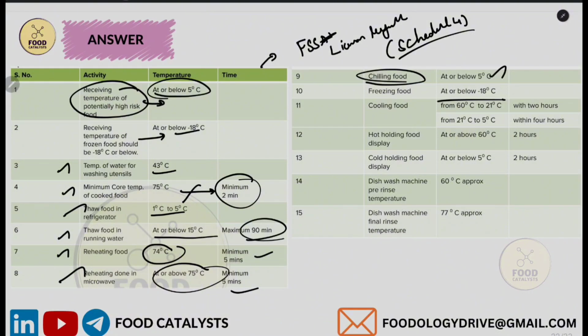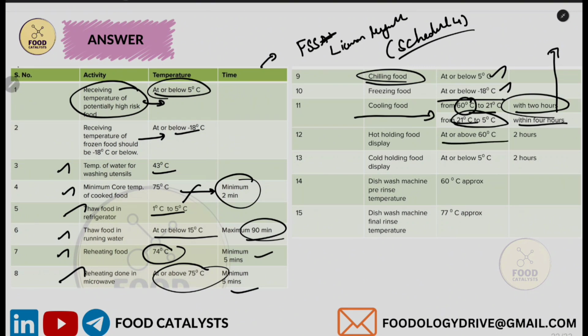Chilling of the food should be done at 5 degrees Celsius. Freezing is done at -18. If you are cooling a food, for example you want to chill a food and keep it in the refrigerator, you have to reduce the temperature of the food from 60 degrees Celsius to 21 degrees Celsius within 2 hours, then from 21 to 5 degrees Celsius within 4 hours. If you maintain this cycle, then you can keep the food in chilling. If you cannot maintain this, you have to keep it above 60 and you can keep it for 2 hours.